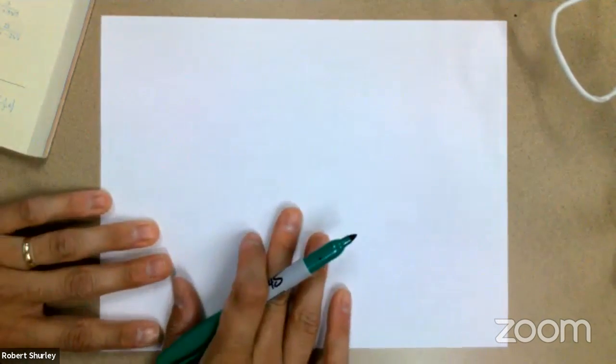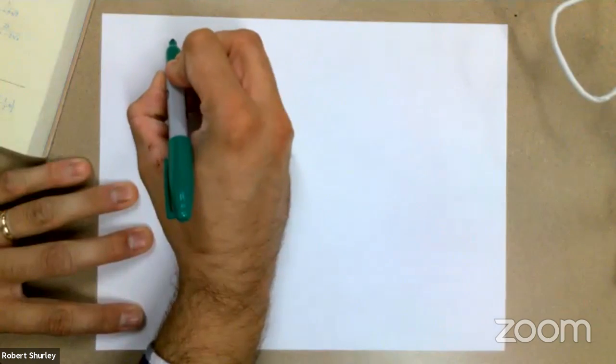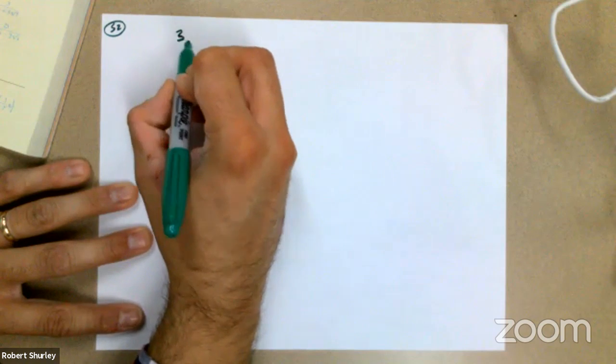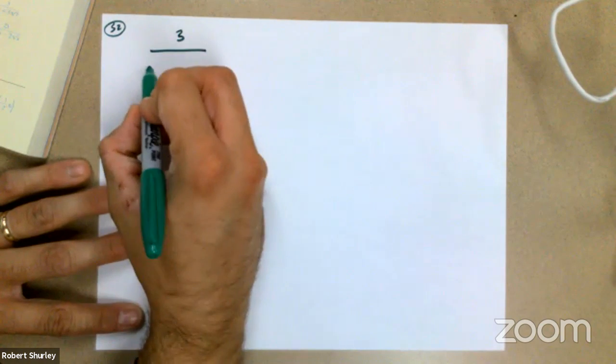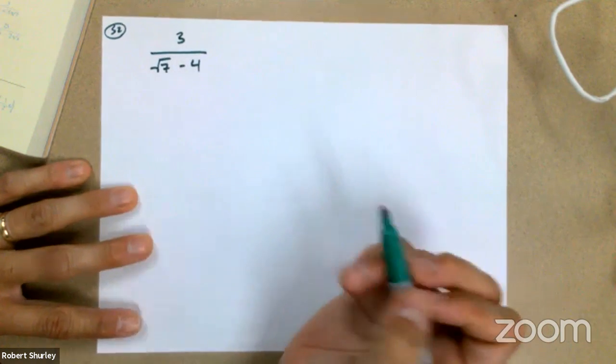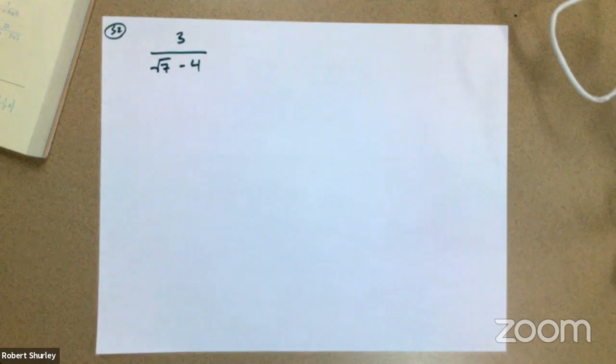Let's do that. I'm going to steal one from the book, and I want you to try it just to see if you're on the right track, and of course we'll go over it. This is number 32 in the book on page 548. We've got 3 over the square root of 7 minus 4. I want you to rationalize the denominator. That's what the question states.